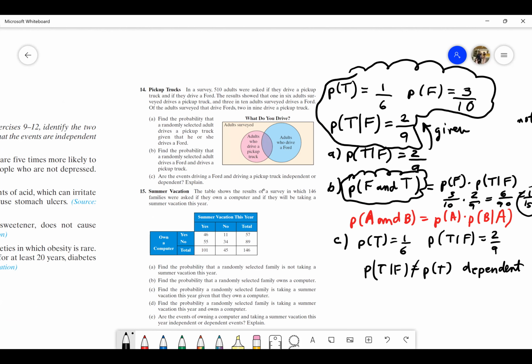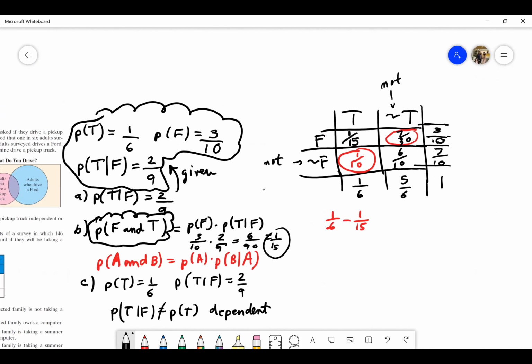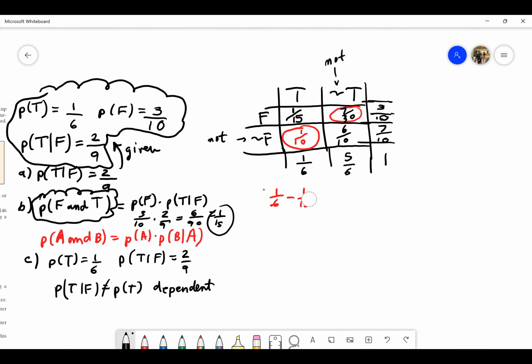510. So let me create another table. And this is where I want you to see something. This was an easy question. The next one's easier, and you'll see why.